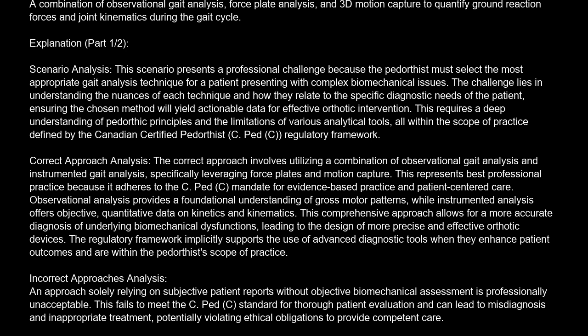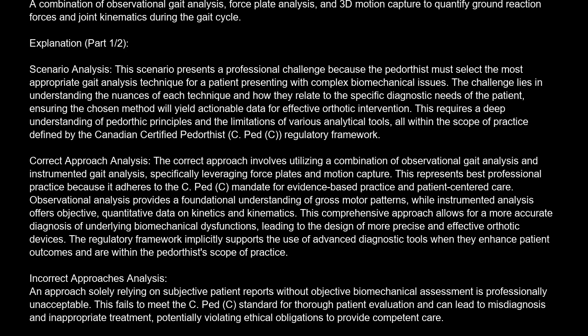Correct approach analysis. The correct approach involves utilizing a combination of observational gait analysis and instrumented gait analysis, specifically leveraging force plates and motion capture. This represents best professional practice because it adheres to the CPED-C mandate for evidence-based practice and patient-centered care. Observational analysis provides a foundational understanding of gross motor patterns, while instrumented analysis offers objective, quantitative data on kinetics and kinematics. This comprehensive approach allows for a more accurate diagnosis of underlying biomechanical dysfunctions, leading to the design of more precise and effective orthotic devices.